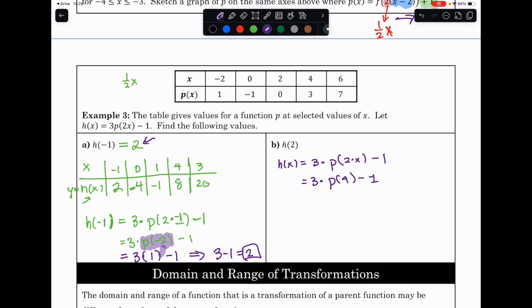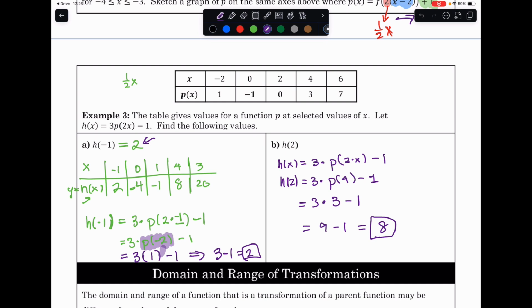I can now look at my original table right here, look for where x is 4, and see that the y value is 3. So p of 4 equals 3, and I could do that substitution, replace this with 3. So 3 times 3 minus 1, well, that's a total of 9 minus 1, which is 8. So there's your answer. h of 2 equals the value of 8.